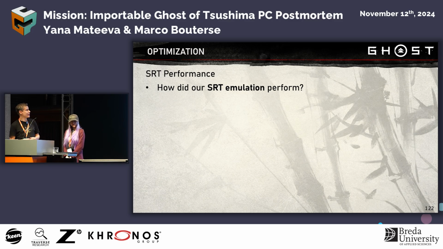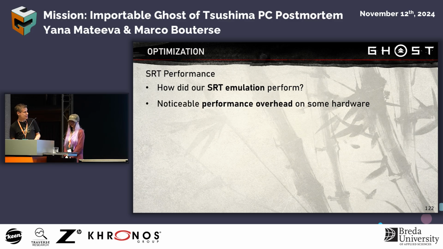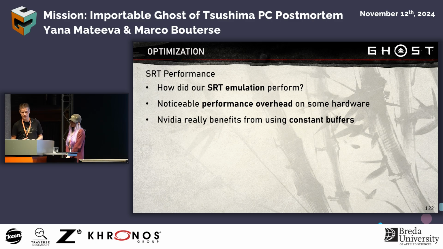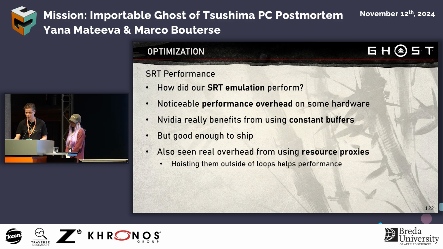Finally, let's get back to our SRT performance. How do we perform in the end with our emulation approach? Well, we definitely saw some performance overhead on specific hardware. Notably, NVIDIA really likes to have constant buffers. It can do better optimizations that way. And luckily enough, it was good enough to ship. There was overhead, but it was not too much, so we could still ship this approach.